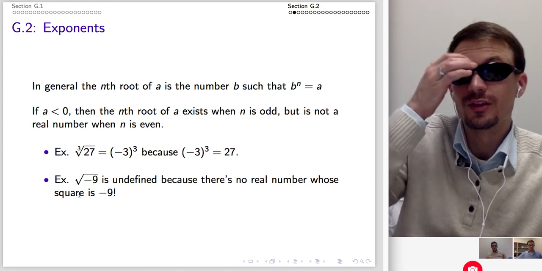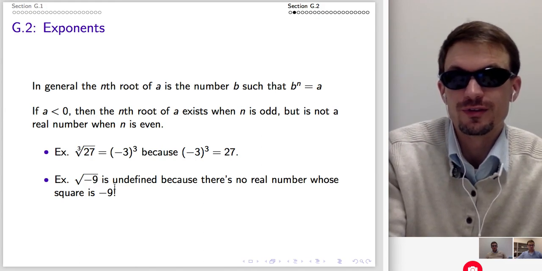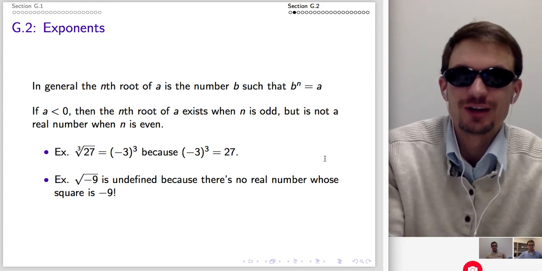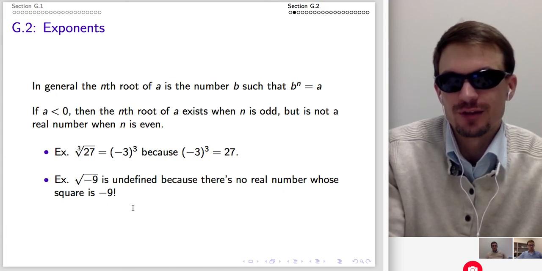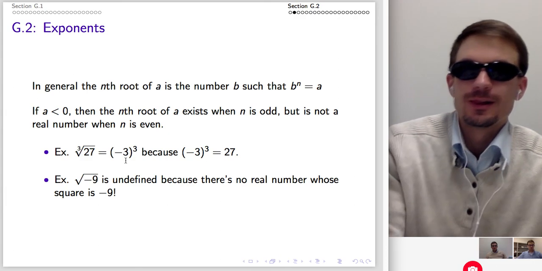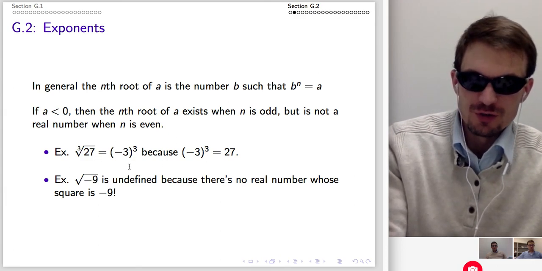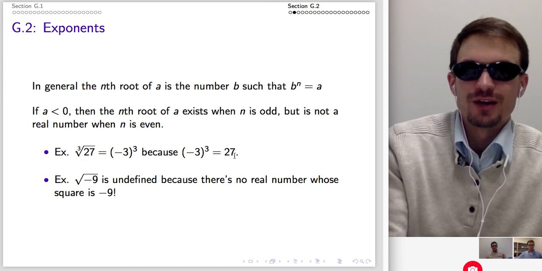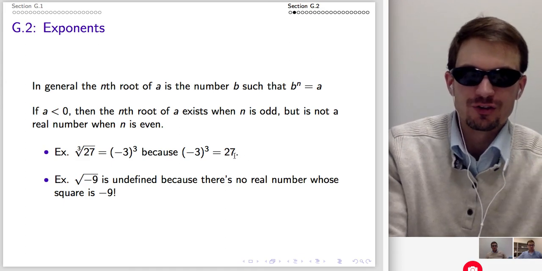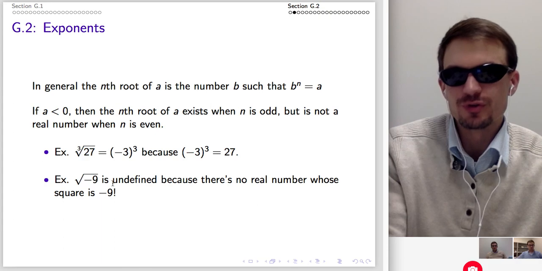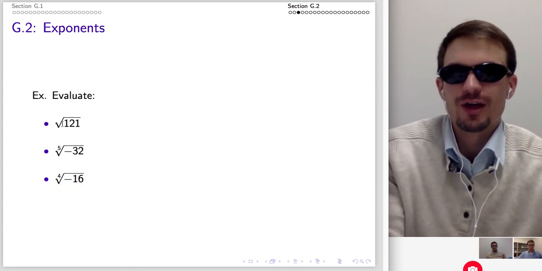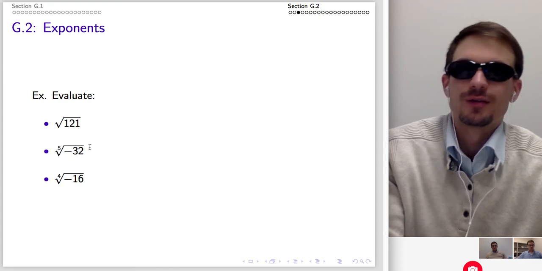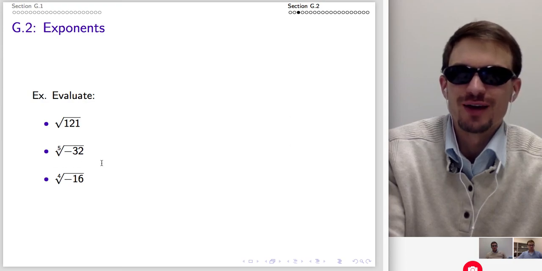Okay. And then square root of minus 9, that's undefined. There's no real number whose square is minus 9. So here we're saying, is there a real number whose cube is minus 27? Yeah, sure, minus 3. Is there a real number whose square is minus 9? No. Okay. So evaluate square root of 121, square root of minus 32, fifth root of minus 32, fourth root of minus 16.